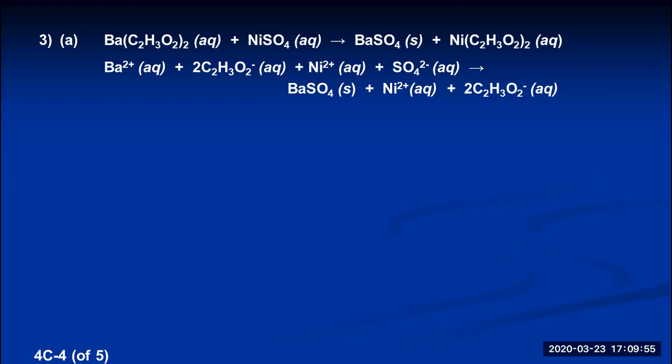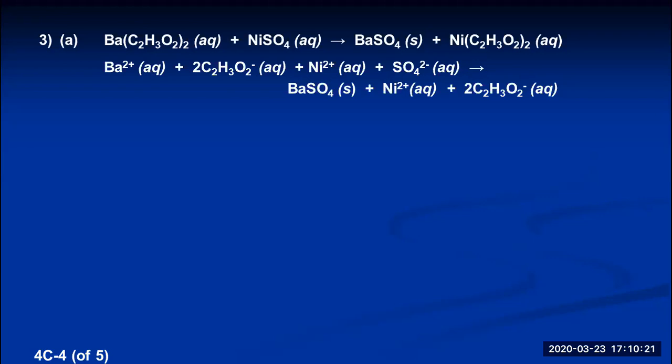The nickel 2 sulfate is soluble in water, and when ionic compounds dissolve in water, they separate into their constituent ions, so that would dissociate into a nickel 2 ion and a sulfate ion. The precipitate stays bonded together. That's why it doesn't dissolve. So BaSO4 solid written bonded together as a crystal. And the final product, nickel 2 acetate, would dissociate into a nickel 2 ion and 2 acetate ions.